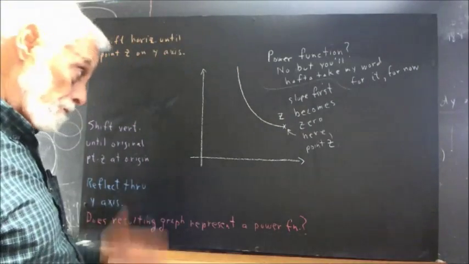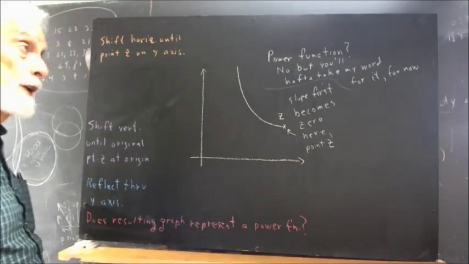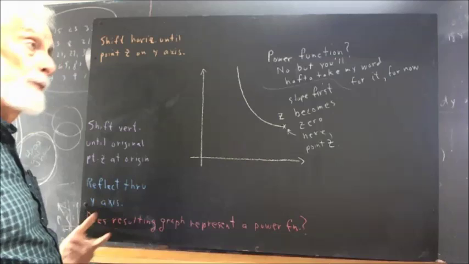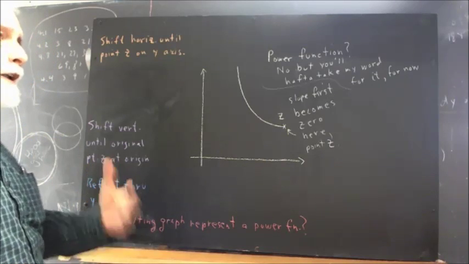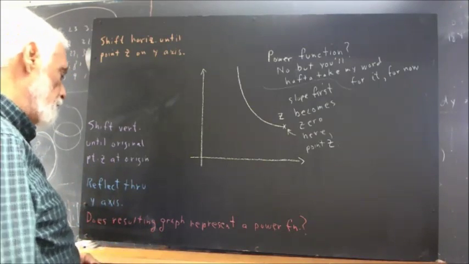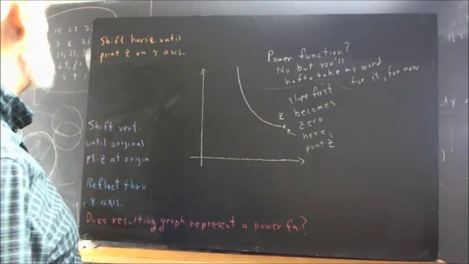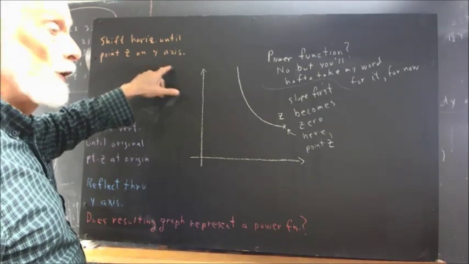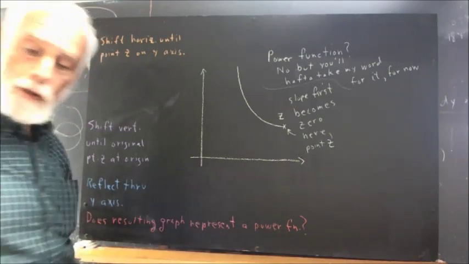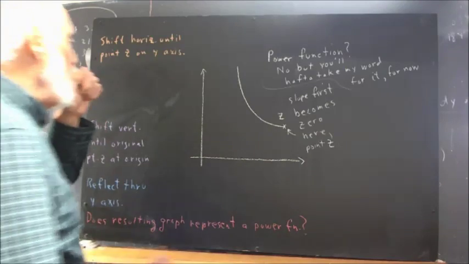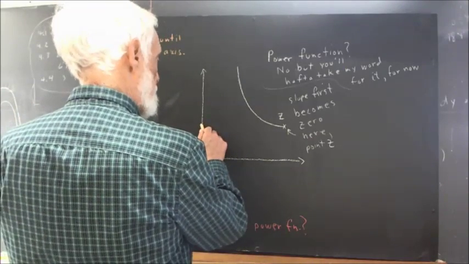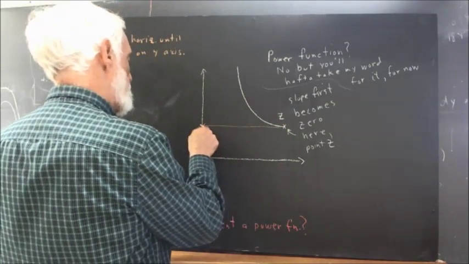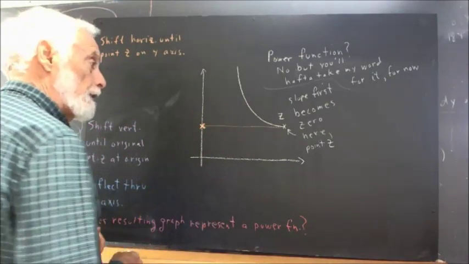Now, I'm going to go through 3 transformations that will transform this into a function that might possibly be a power function and that we can easily test to see whether it's a power function. Okay, so the first thing we could do is shift the graph horizontally until the point Z is on the y-axis. Now that simply means we have to shift the graph over here so that the point Z is now here.